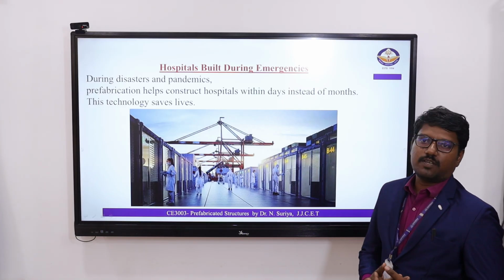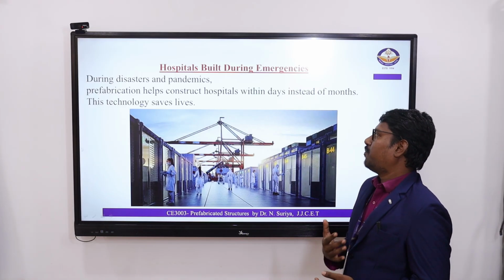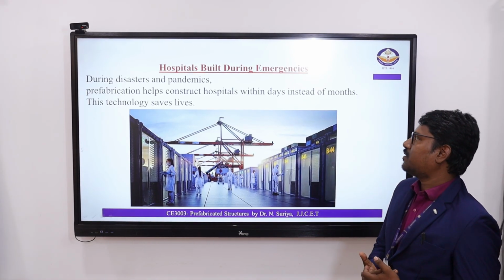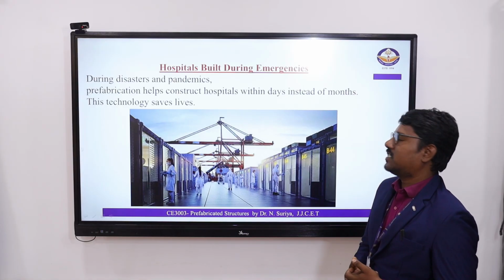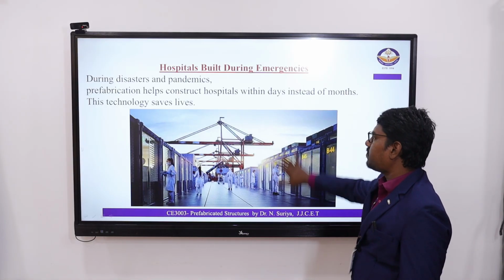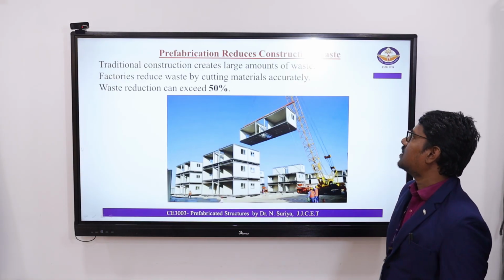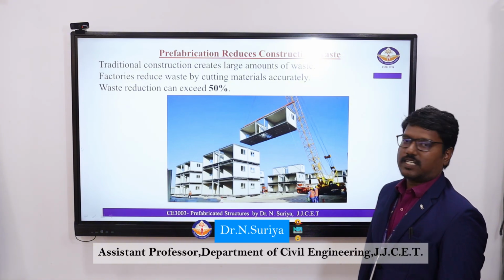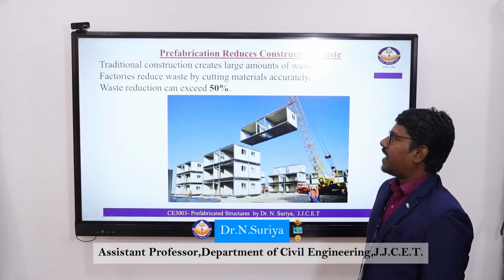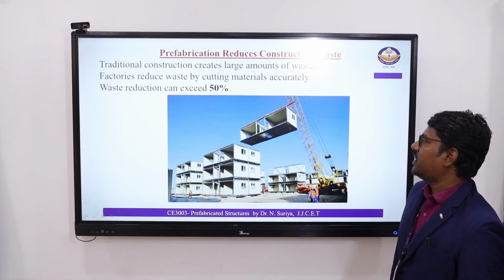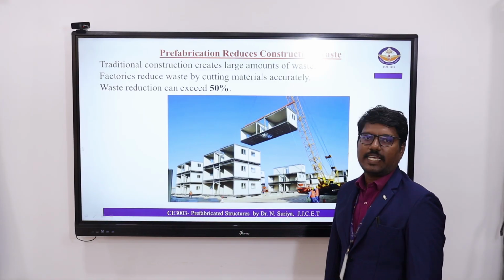Next, hospitals built during emergencies. During disasters and pandemics like COVID-19, prefabrication helps construct hospitals within a day instead of months. This technology saves many lives. Next, prefabrication reduces construction waste. Traditional construction creates a large amount of waste like debris. Factories reduce waste by cutting materials accurately, so the waste reduction can exceed 50%.